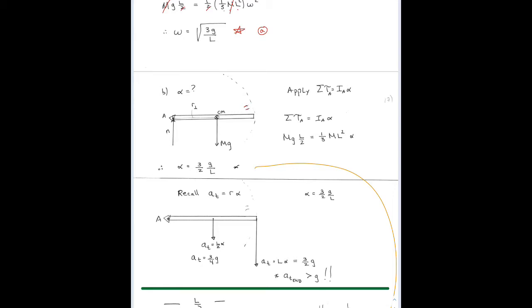Because remember, alpha is change in omega with respect to time. There's only one omega, so there's only one change in omega. So I want to find alpha. We're going to apply F equals ma in rotational form about the pivot point: net torque equals I alpha.